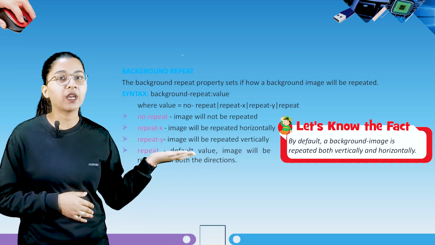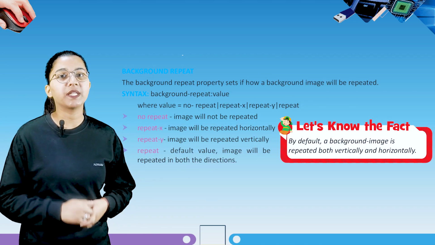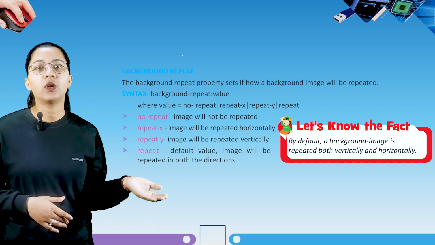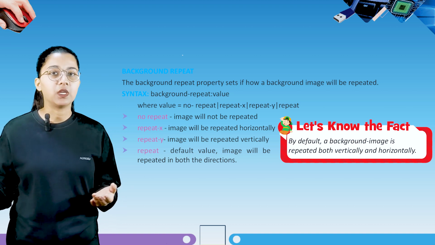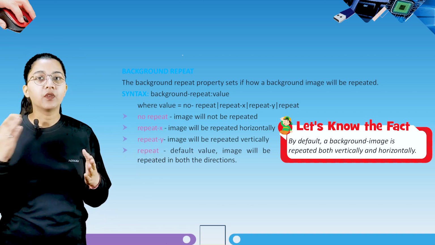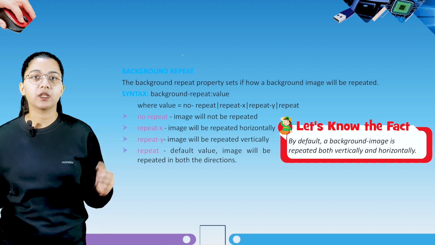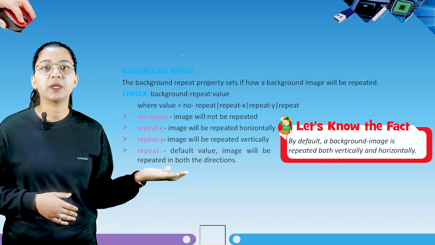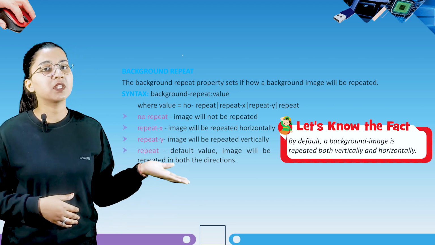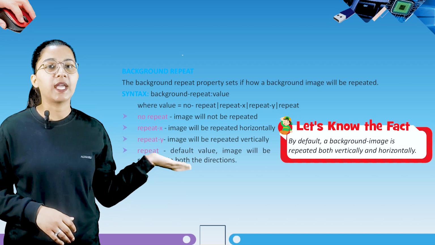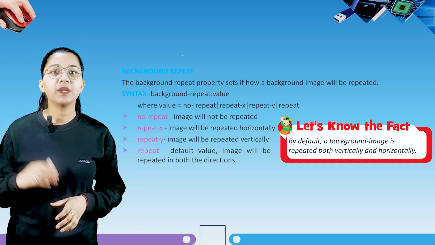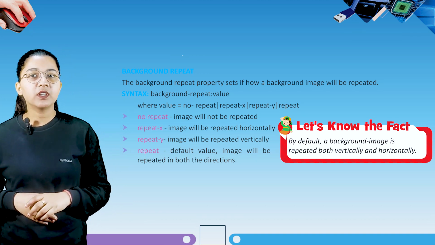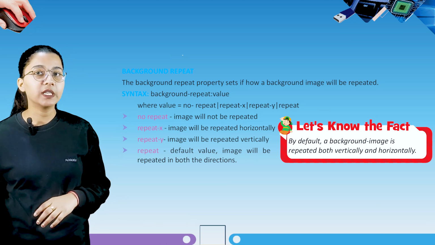Now here we have background repeat. The background repeat property sets how a background image will be repeated. Syntax is background-repeat: value, where value is no-repeat, repeat-x, repeat-y, repeat. No-repeat: image will not be repeated. Repeat-x: image will be repeated horizontally. Repeat-y: image will be repeated vertically. Then repeat would be the default value: image will be repeated in both the directions. Here, let's know the fact. By default, a background image is repeated both vertically and horizontally.